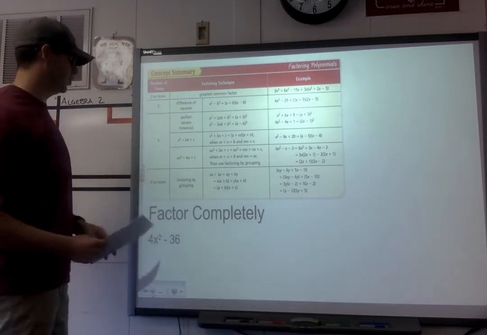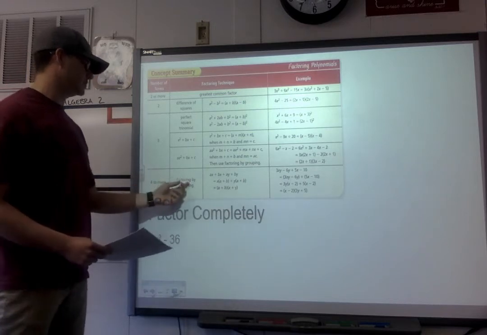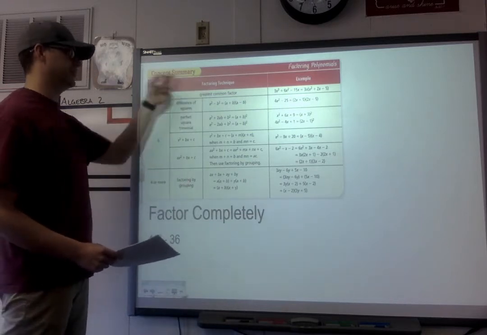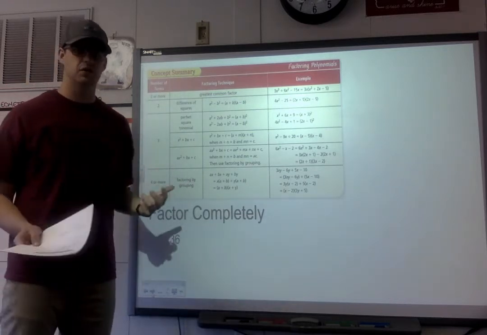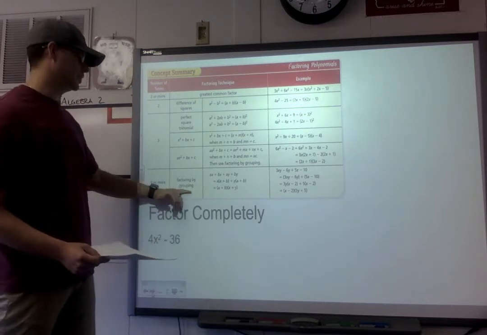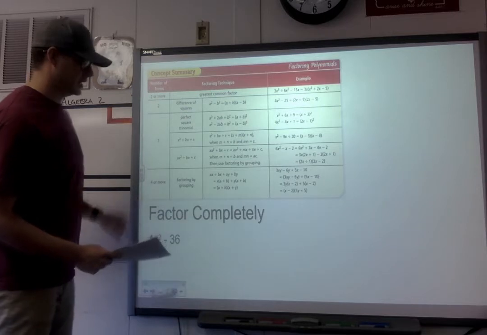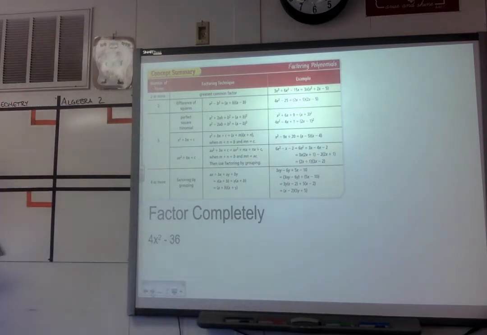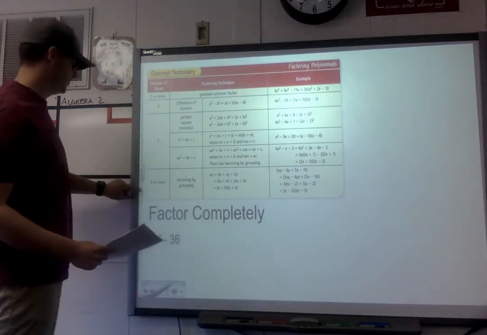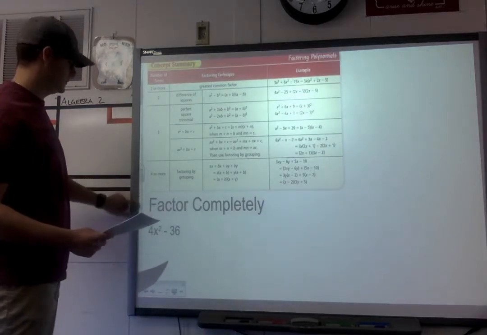Then if there's 4 or more, then you always want, once you've factored out the greatest common factor or if there isn't one, you're going to go to factoring by grouping. So we're going to take all of those different methods here and we're going to factor a few polynomials.